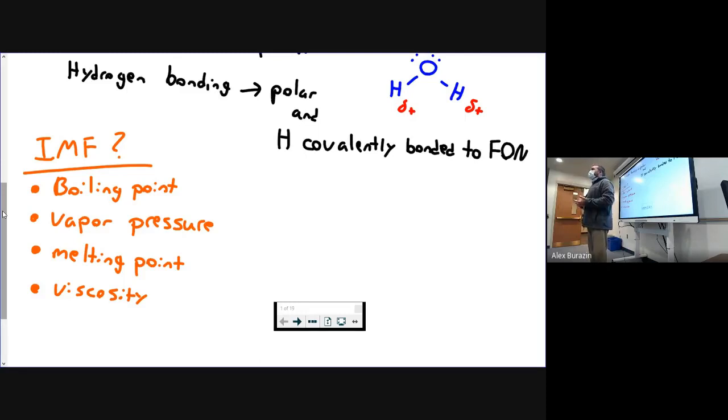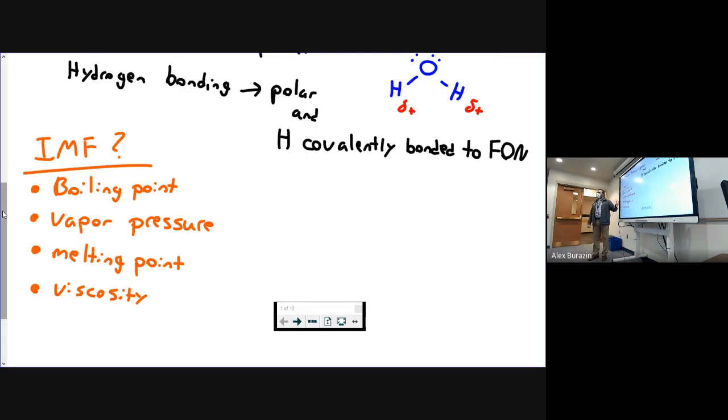If my intermolecular forces are really, really high, my vapor pressure is going to be really, really low, because they're strongly attracted to one another and they're going to stay in the liquid phase. On the opposite side, if I have a substance with weaker intermolecular forces, it turns into a gas more easily, meaning the vapor pressure is high. So high vapor pressure means low intermolecular force. Low vapor pressure means high intermolecular force. Okay? This is where they're going to go.